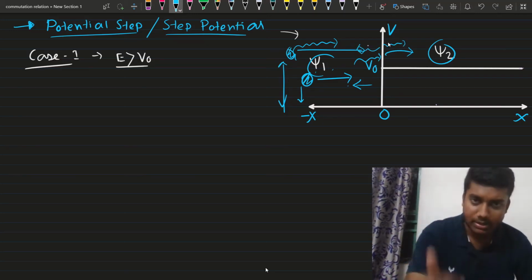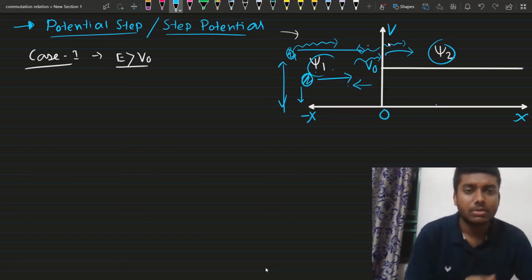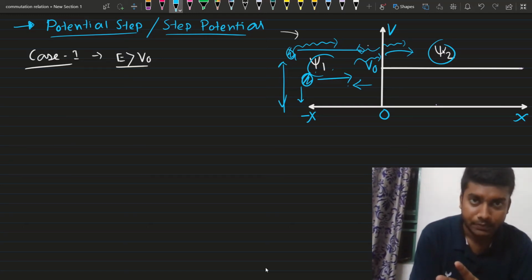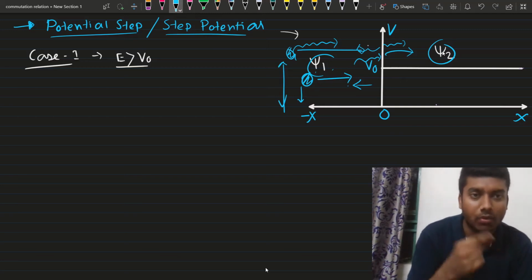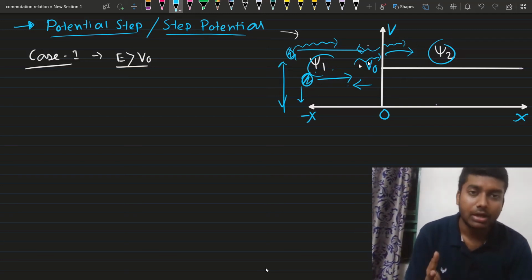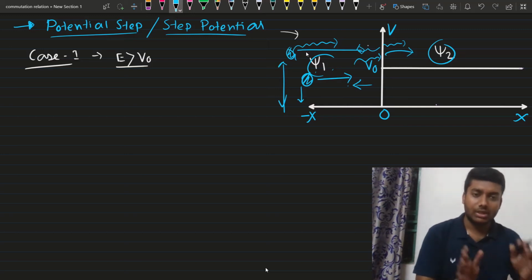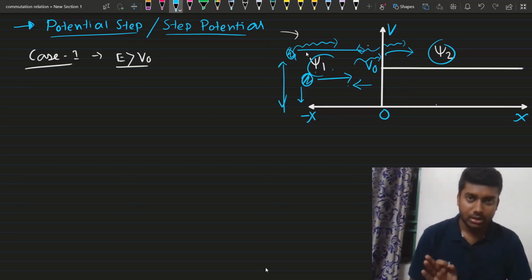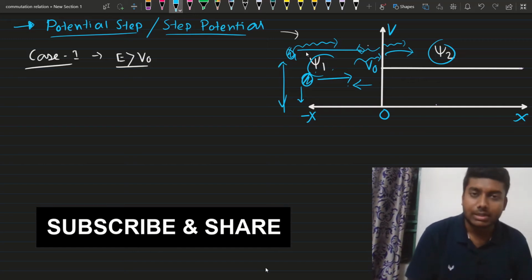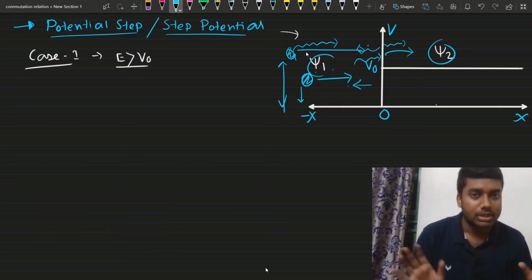All the necessary information you will get from Schrodinger's wave equation, that is from the wave function. That is the importance of why we are trying to find the wave function in these two regions, because this is the only necessary thing, the wave function, that can describe everything of the total system.